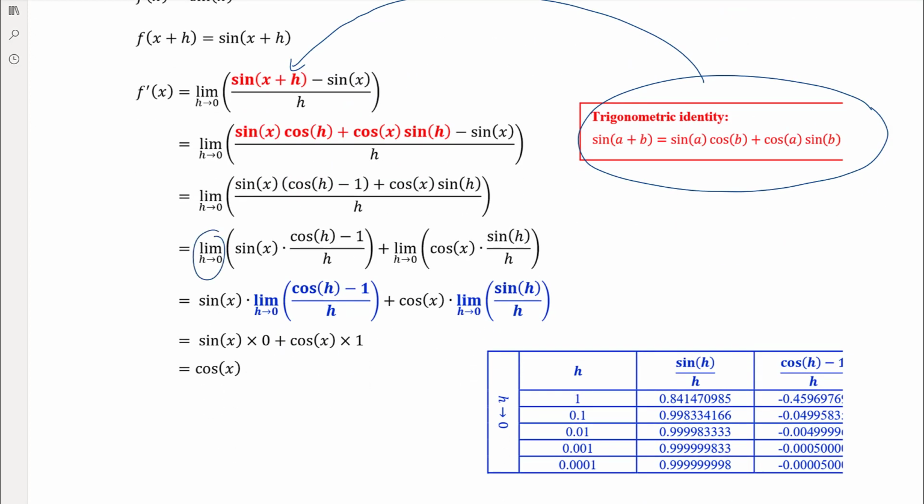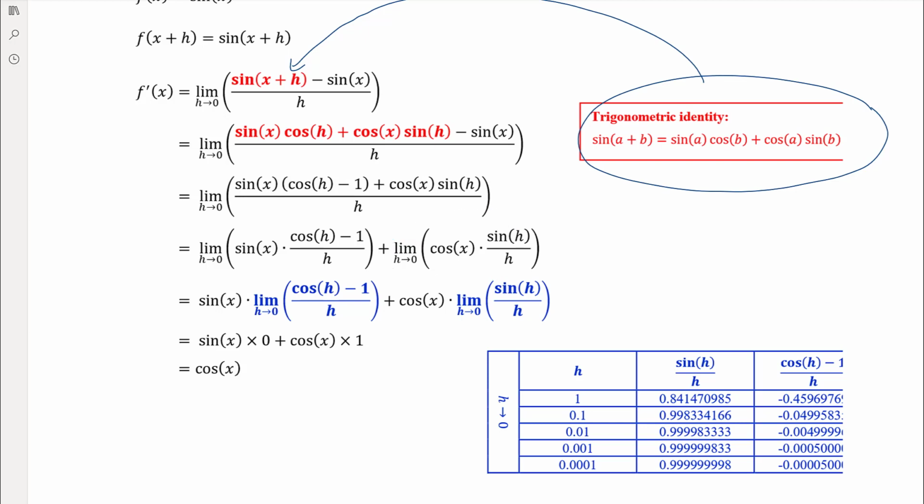So when we do that, limit as h approaches 0 of sine of x, it's got nothing to do with h, so it's just sine of x. When we take the limit as h approaches 0 of cos of h minus 1 over h, we get that. We can think about that in a minute. In the second bracket, limit as h approaches 0 of cos of x, well, it's got nothing to do with h, so it'll still be cos of x. Limit as h approaches 0 of sine of h over h.